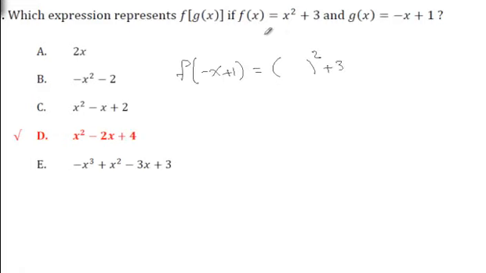And then go back into the function and look inside. What's here? Here we have x. That's why it was x squared plus 3. Here we have minus x plus 1. So go for the bracket and replace it with minus x plus 1. Now we have this form.